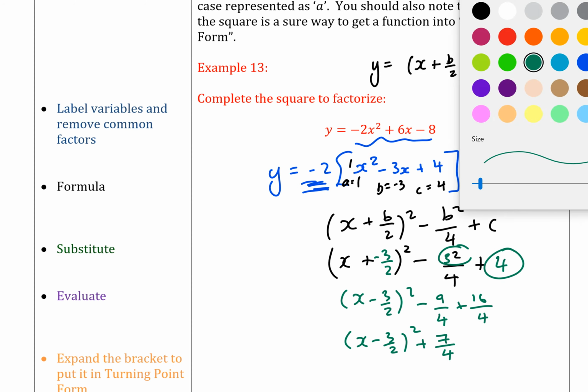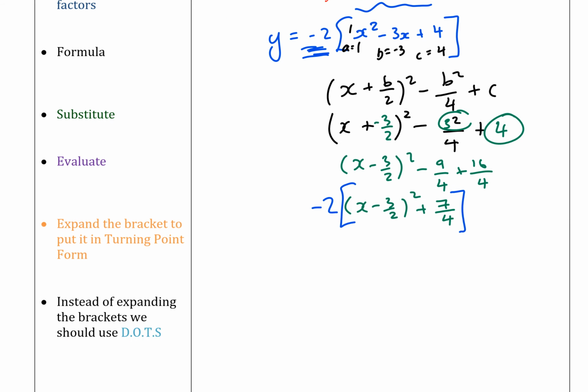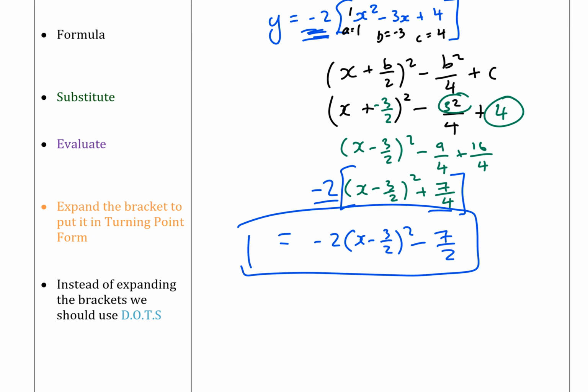Now the thing that we had to remember was that all of this is multiplied by negative 2. So if I double everything, I'll get minus 2 times x minus 3 on 2 squared, negative 2 times positive 7 on 4, well that's just minus 7 on 2. So this is a very easy way for me to factorize by completing the square.